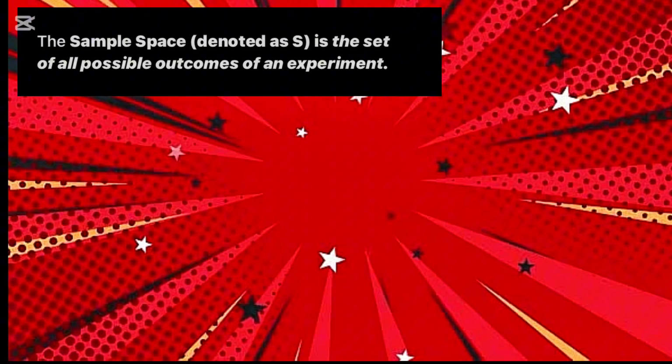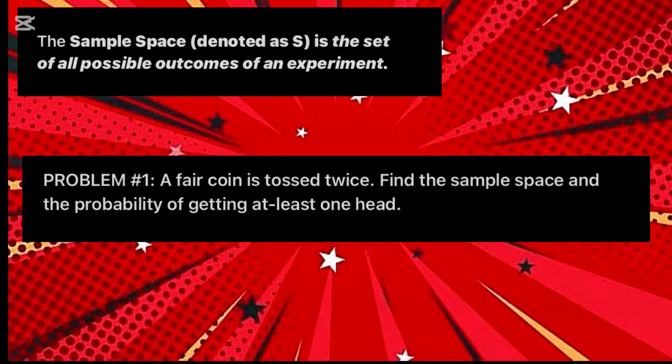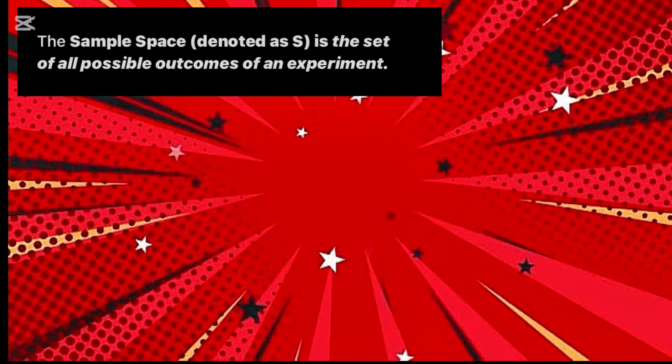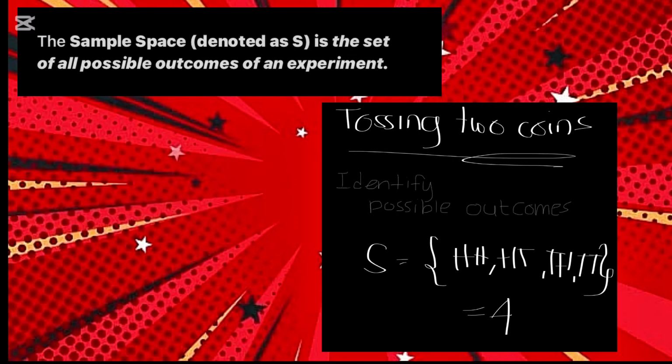First example is tossing two coins. The problem is, a fair coin is tossed twice. Find the sample space and the probability of getting at least one head. Each coin has two possible outcomes, which are heads and tails. Since two coins are tossed, we list all possible outcomes.